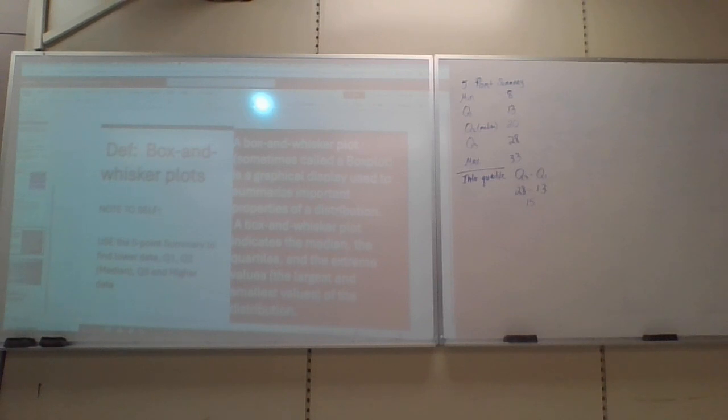Okay, here is the definition of a box and whiskers plot, what I was telling you. Note to self here, you need to use the 5-point summary, which we've got there, to find Q1, Q2, Q3, and the higher and lower data. The box plot, sometimes I keep calling it a box plot, but it's really a box and whisker plot, is a graphical display used to summarize the important properties of a distribution. A box and whiskers plot indicates the median, the quartiles, and the extreme values, which is the largest and smallest one.